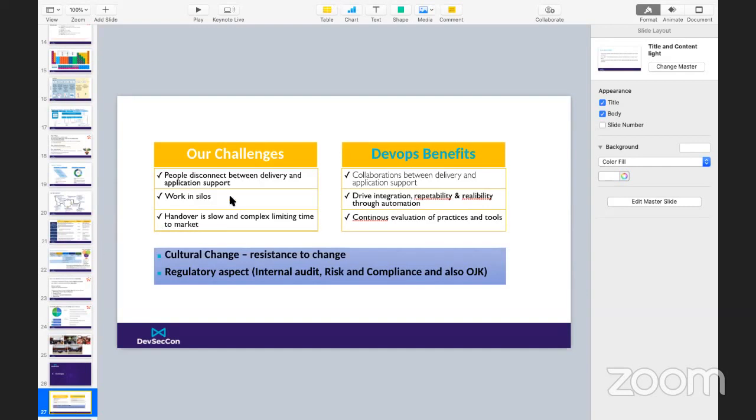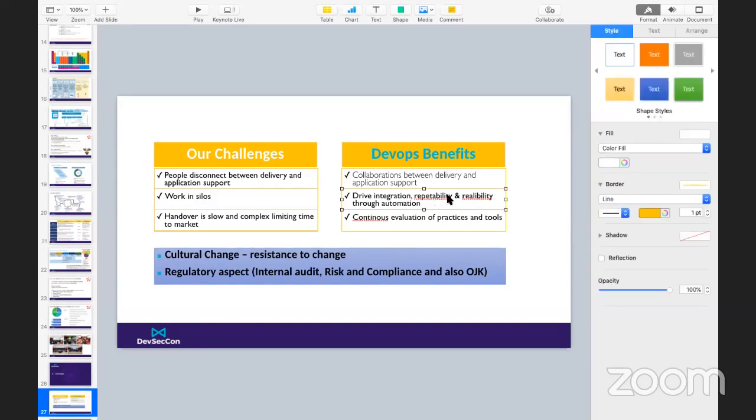The next challenge is that currently we work in silos. By implementing DevOps or DevSecOps, we can drive integration, repeatability, and reliability through automation. And the third is we found that handover is very slow and complex, limiting time to market. And the DevOps and DevSecOps benefit is that we can do continuous evaluation of practices and tools.